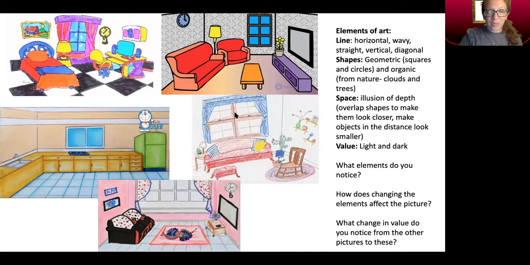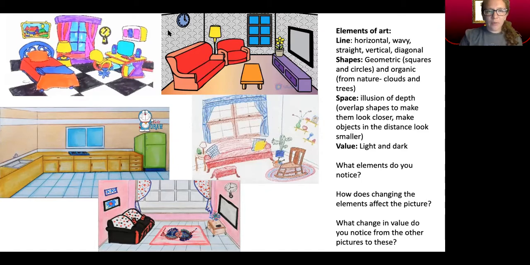So this picture up here with the red couches, there are straight lines along the edge of the floor and the wall and on the window, but they've used wavy lines on the wallpaper. And that gives it a different feel than this kitchen, which has all straight lines for the most part. I love how they use straight lines on the floor for the tile in this picture at the bottom, and then they used wavy lines for the curtains.